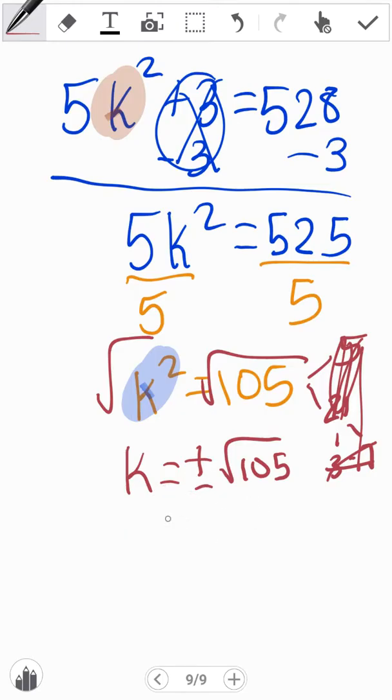Now, depending upon how the problem wants you to answer it, we may have to do a decimal approximation. So we're going to do plus or minus the square root of 105. Make it a decimal, and we get 10.2469577. That's a really big number.